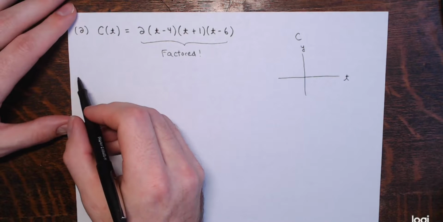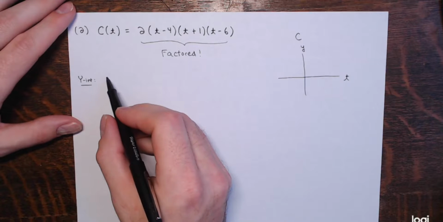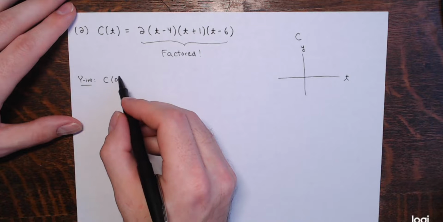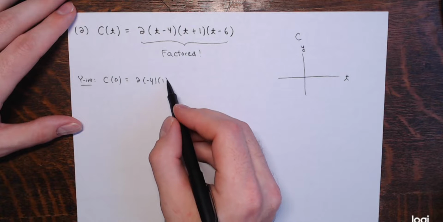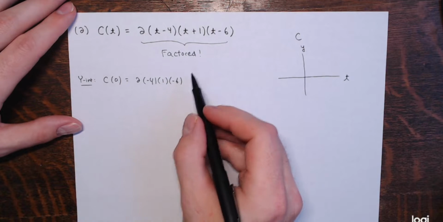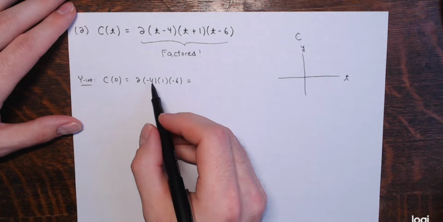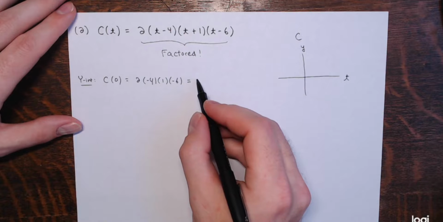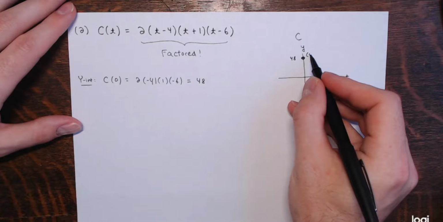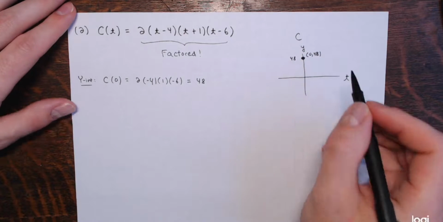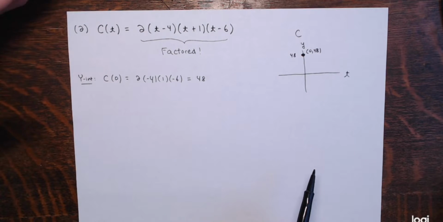Now the y-intercept, I'll just put y int. You're just plugging in 0 for t here. What's c of 0? So that'd be 2 times negative 4, 0 minus 4, times 1, 0 plus 1, times negative 6, which is 0 minus 6. Multiplying all these, negative 8 again, and then times negative 6 would be positive 48. So this has the point (0, 48) on the graph, which is not on the horizontal axis, so it's not one of the zeros. It's the y-intercept.